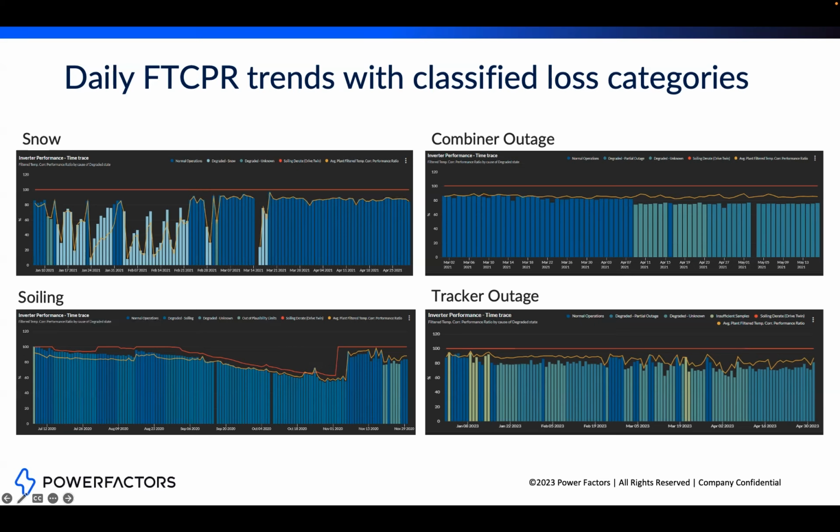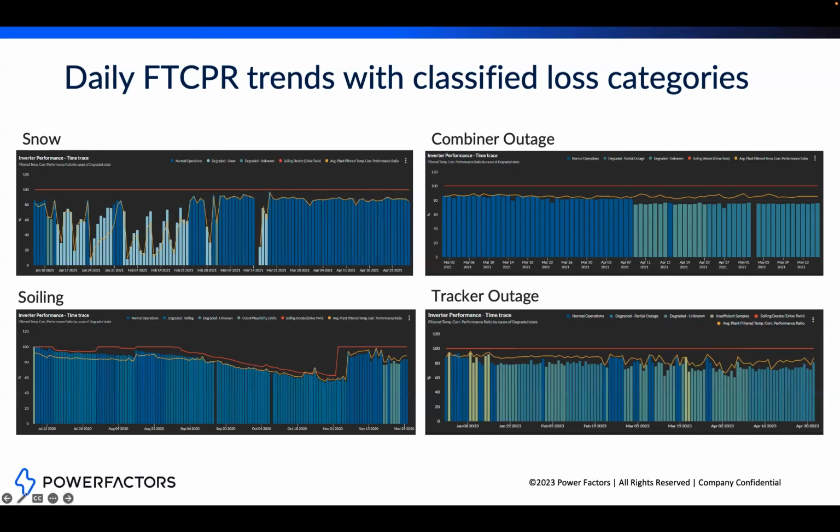The final plot is a tracker outage. Tracker outages and combiner outages can look very similar at the daily inverter level. The main difference would be that for tracker outages, performance tends to be noisier and occasionally goes all the way back to normal due to variance in the diffuse fraction of irradiance. On very cloudy days, the transposition gain is generally so low that performance for a stalled tracker looks normal.